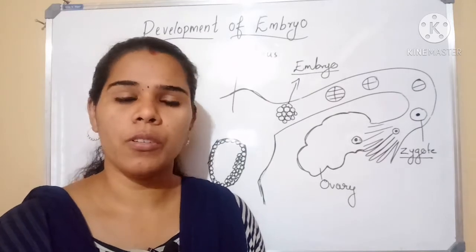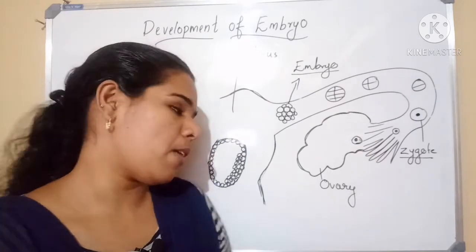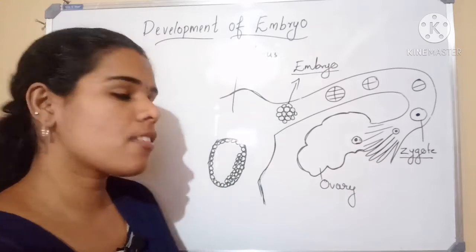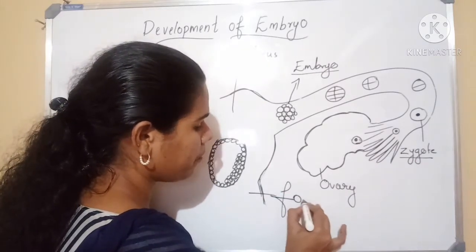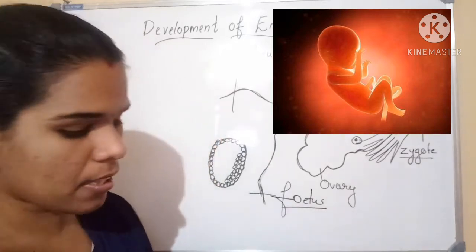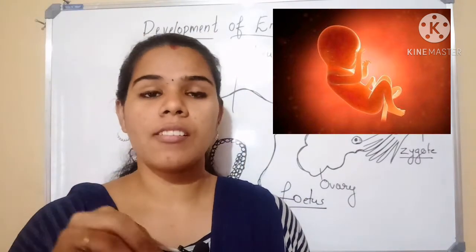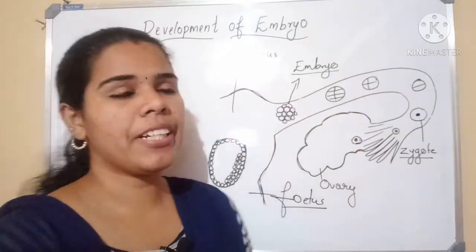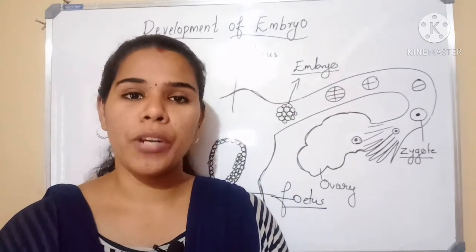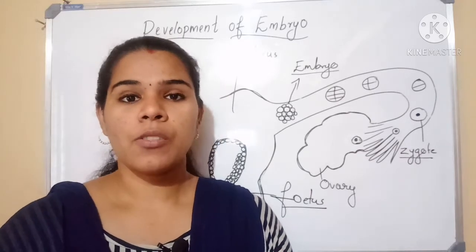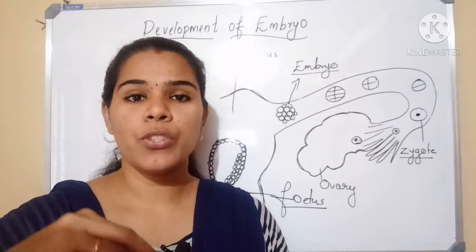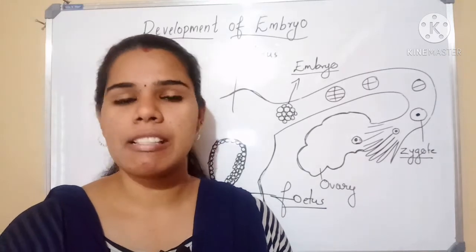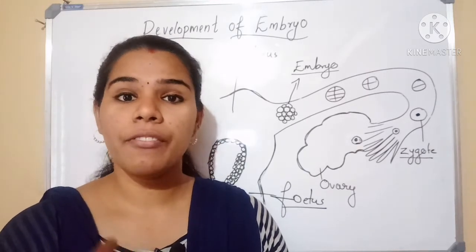You know what our body parts are. Human body parts. So this stage is called fetus. Fetus stage means we can identify the different body parts. So this embryo develops into different body parts. The stage at which we can identify the different body parts is known as the fetal stage, or fetus.